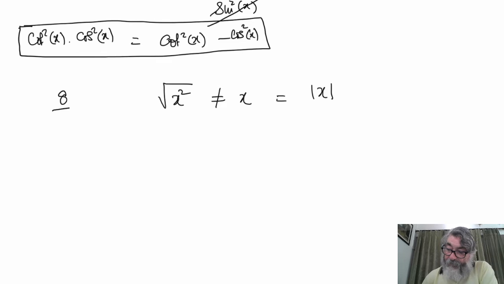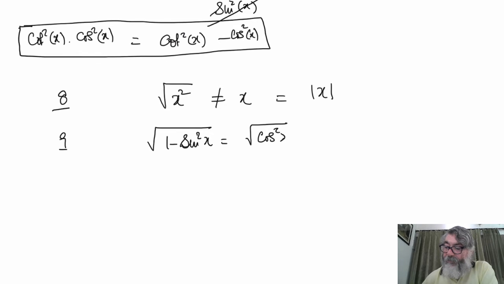For example, like it is 1 minus sine square x. So it will become under root cos square x. It will not become cos x, but it will become the absolute value of cos x, modulus of cos x. And what does modulus of cos x mean?